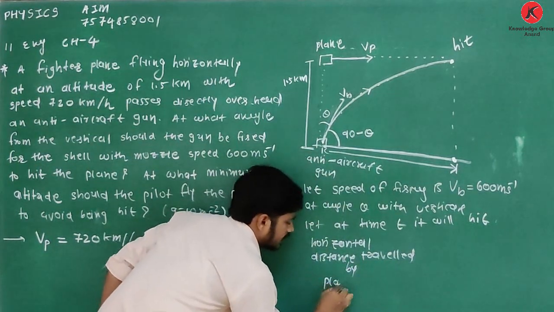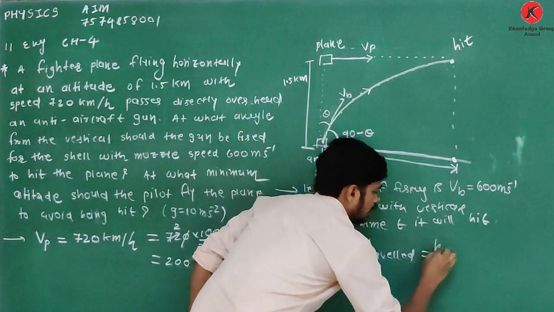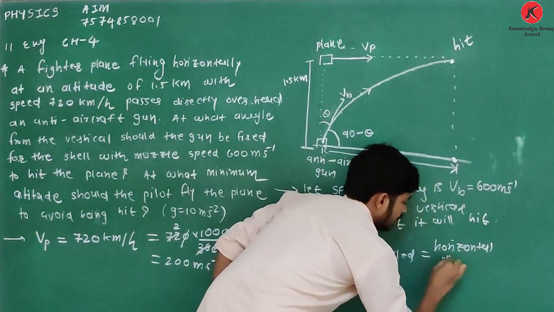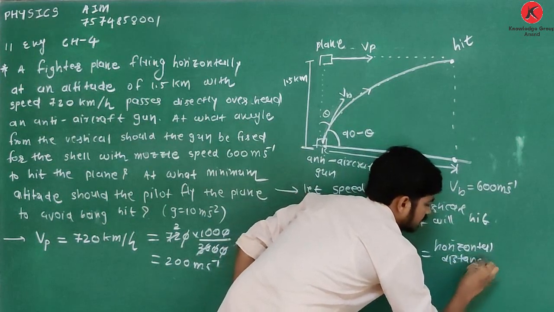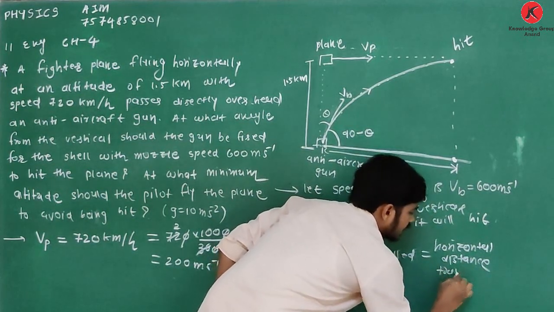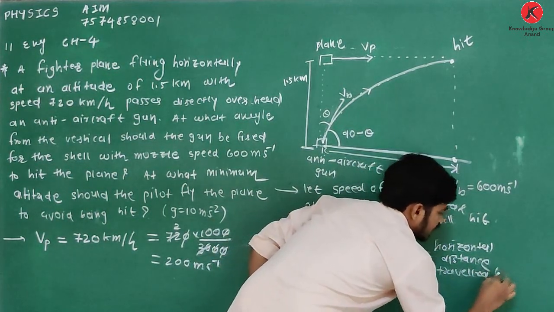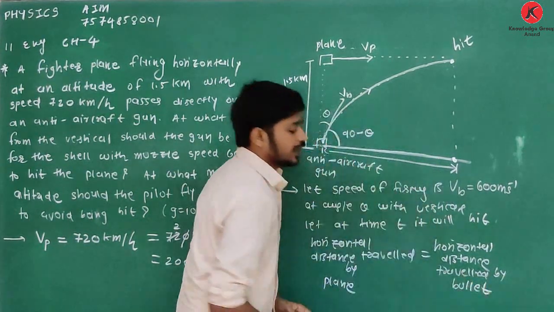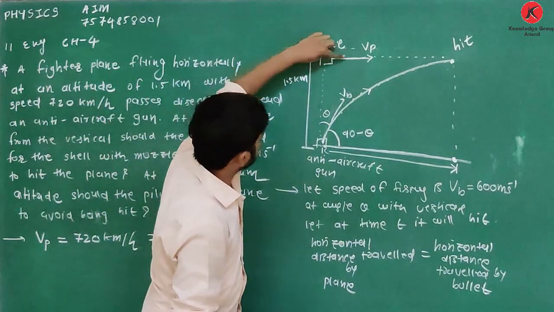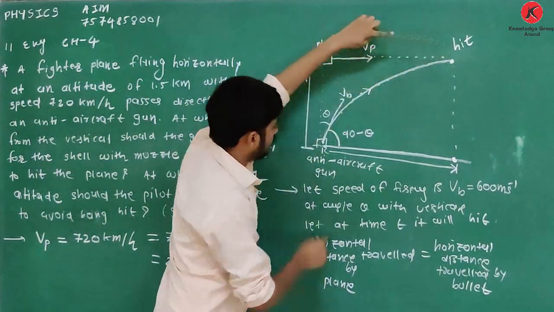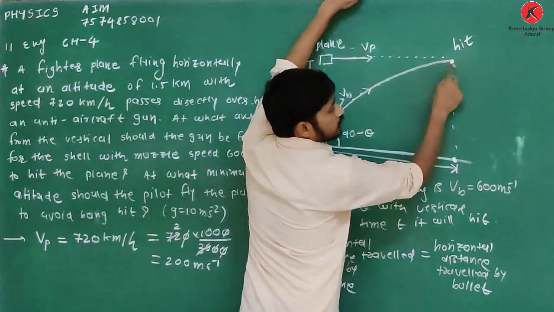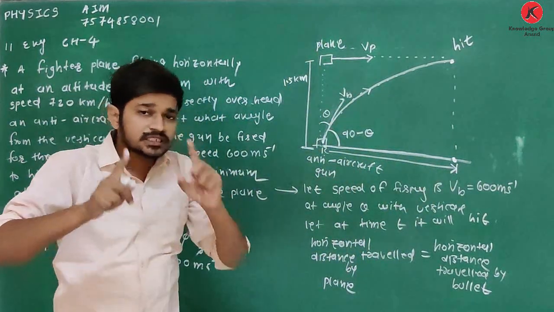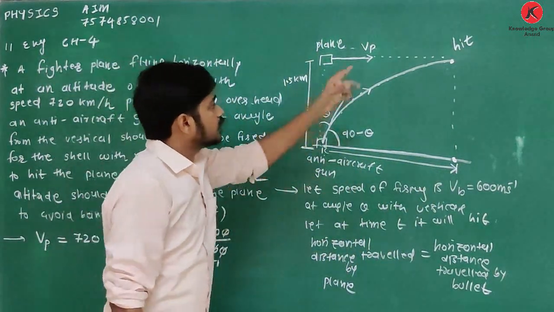Horizontal distance traveled by plane is equal to horizontal distance traveled by bullet. Clear about this? The bullet is moving in this direction. It is its horizontal distance. If both distances are the same, then it will hit.